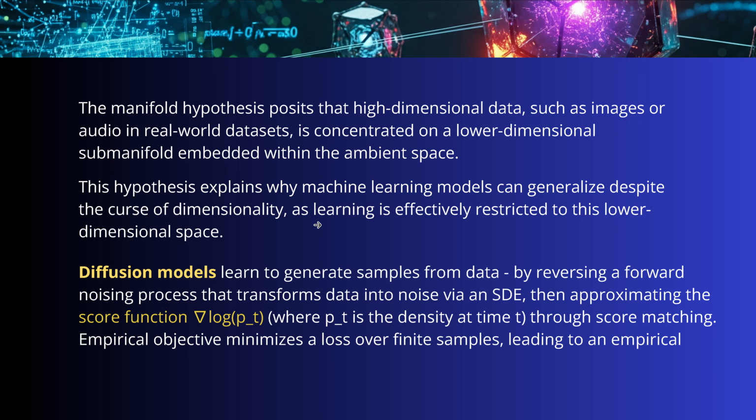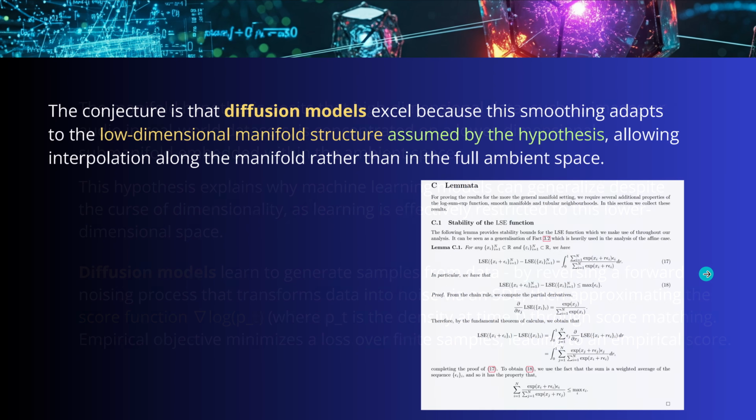Now, if we look at diffusion models, it was rather easy. I have about a dozen videos on the diffusion model explaining them. So very short: generate samples from data by reversing a forward noising process that transforms data into noise via an SDE, and then approximate the score function, the nabla log p_t, the density at the time t, through score matching. And then we have a loss, and you are familiar with this.